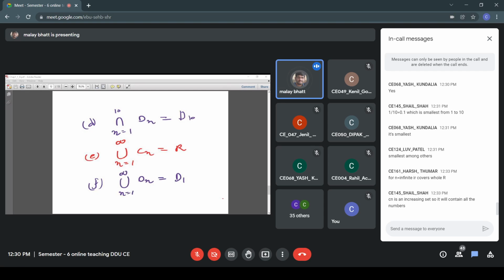Cn is an increasing set, so it will contain all the numbers. Yes, for n equal to infinity, it covers the whole of R. Yes, so that is the correct reason.